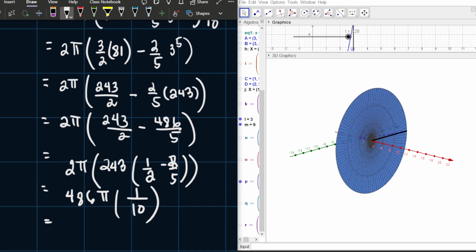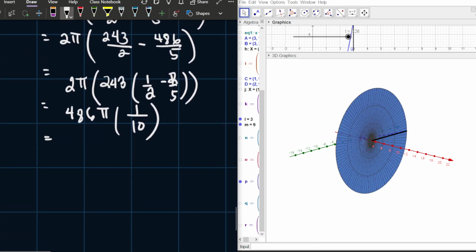Simplify. So, magiging 5, magiging 243. So, 243 over 5 pi cubic units.